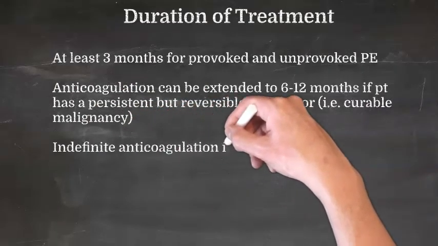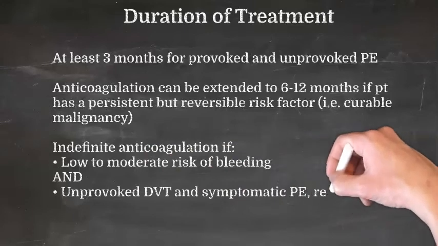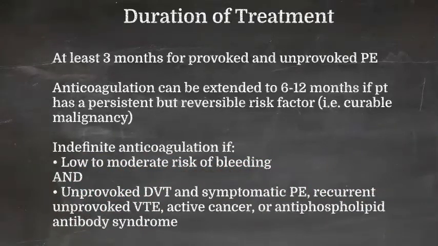Sometimes it's extended to 12 months if a patient has a persistent but reversible risk factor. So let's say if they have a malignancy that is being cured, or if they have other risk factors that lasted for a long time or that are currently ongoing but will be gone eventually, then you treat them for that amount of time. And then for some patients, they may qualify for indefinite anticoagulation if they have unprovoked DVT.